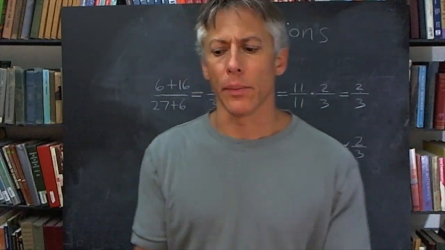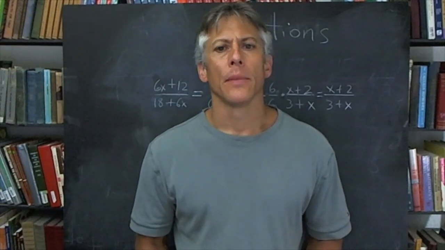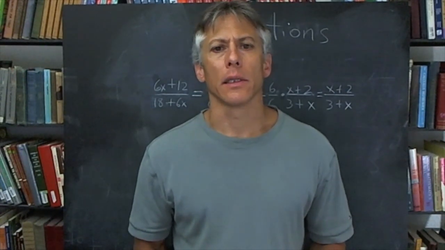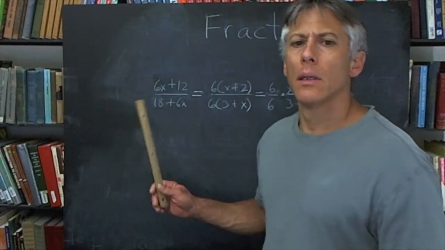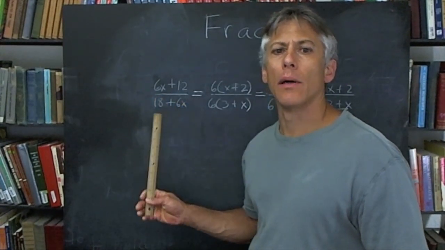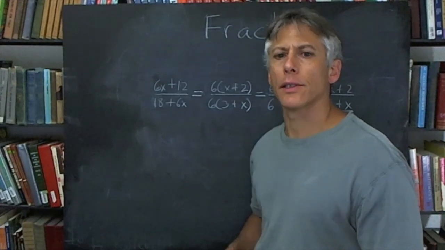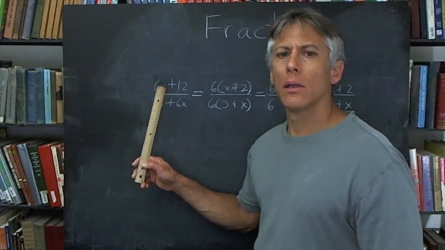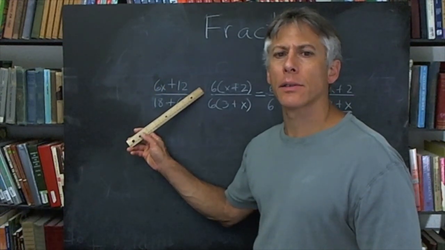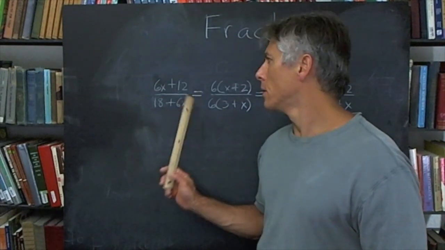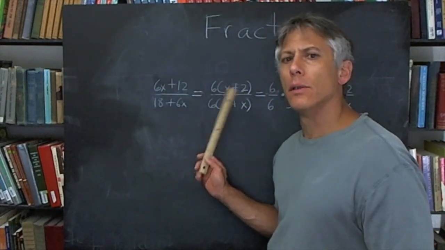Let's try one more example. So the next example is algebraic. 6x plus 12 over 18 plus 6x. Let's see how to do this correctly first. Notice on top we could factor out a 6. 6 times x is 6x. 6 times 2 is 12.